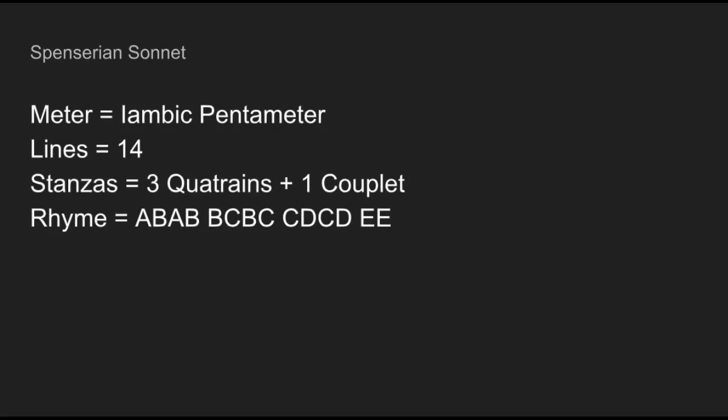The Spenserian Sonnet. This one plays with rhyme a lot more, so it's a more difficult form that is less popular. Again, iambic pentameter, 5 heartbeats, and 14 lines. It's got 3 quatrains and 1 couplet, very similar to the Shakespearean one, but look at the rhyme. It goes A, B, A, B, then B, C, B, C, C, D, C, D, E, E. So you've interlaced the quatrains together.